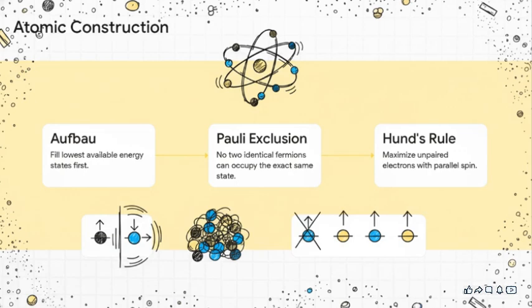It states that no 2 identical fermions, like our electrons, can ever share the exact same set of 4 quantum numbers. Without Pauli's rule, all the electrons would just collapse into the lowest possible energy state together, and chemistry as we know it simply wouldn't happen. Finally, we have Hund's rule, which says that electrons actually prefer to spread out within a subshell with parallel spins before they're forced to pair up, just to minimize the energetic repulsion between them.